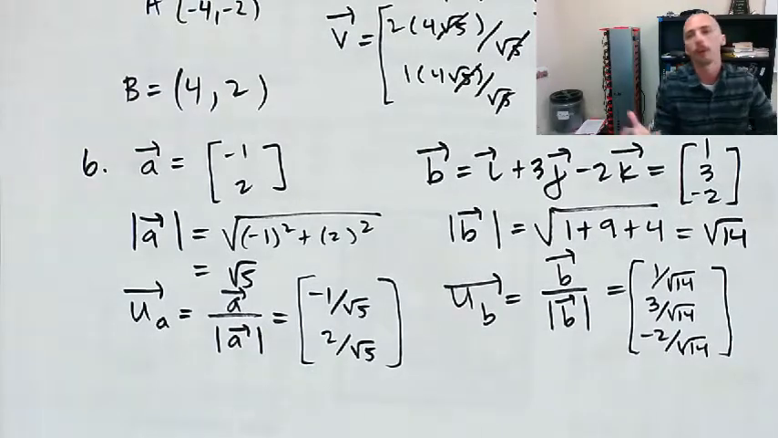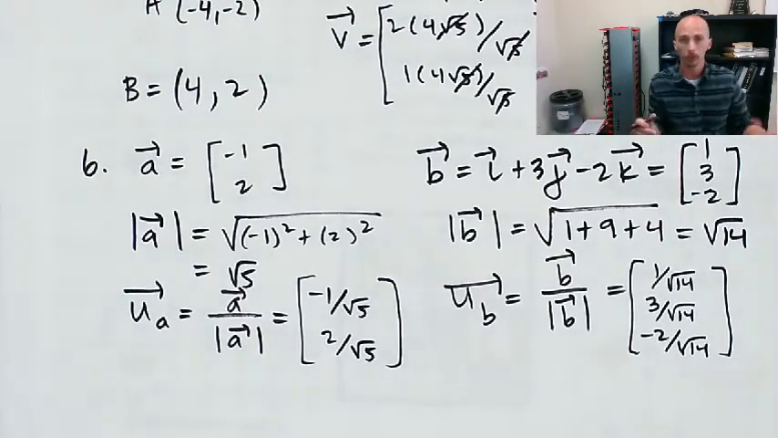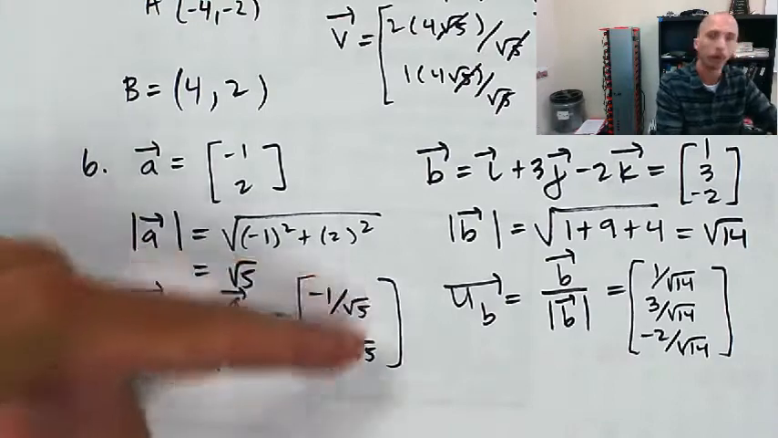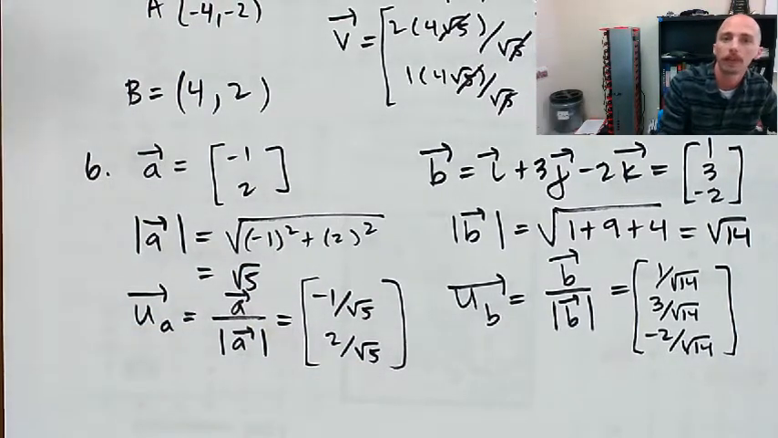And with these, if you want to check on me and make sure that these are in fact unit vectors, you could take the length of them by squaring each of the components, adding it all together, and you would see that it's going to add to 1.